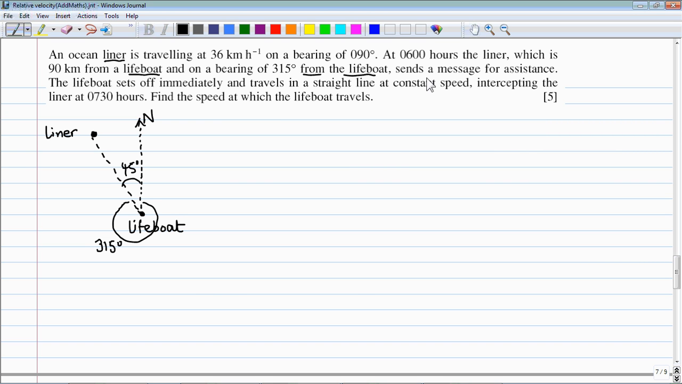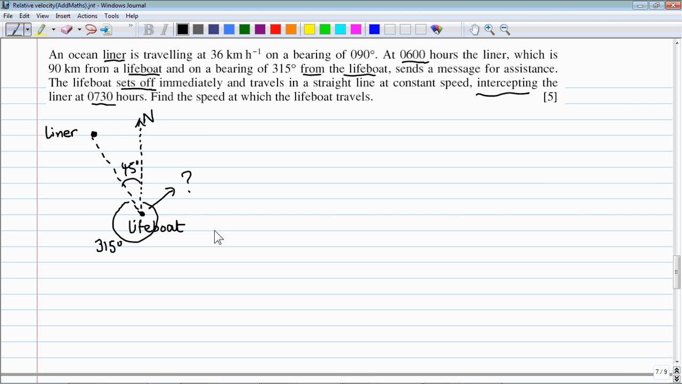Alright. The liner sends a message for assistance. The lifeboat sets off, so starts moving immediately, and travels in a straight line at a constant speed, intercepting, so it's an interception problem, the liner at 0730 hours. Find the speed of the lifeboat. So if you've never studied these problems, you might be very confused because it doesn't seem to be telling you anything about the direction the lifeboat is travelling in. You know it's going to be a straight line, obviously that's important, but they're not giving you the direction.